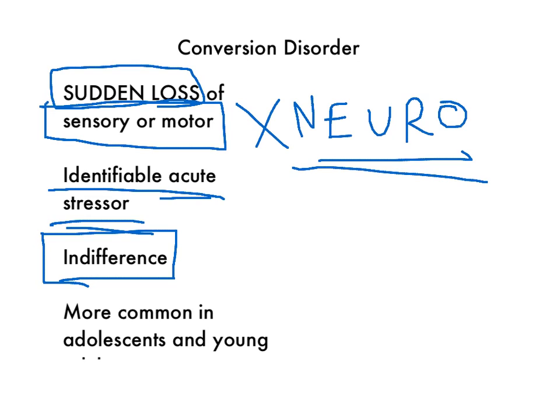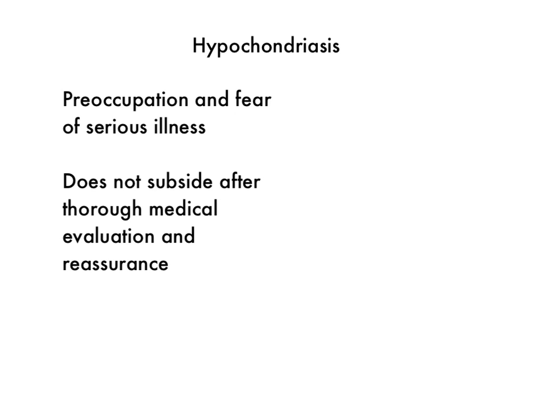It is not intentional. If the kid comes in, some of the neurosymptoms may manifest as paralysis or blindness or mutism or something like that. The next one is hypochondriasis, and this one's not too hard. I think we all know what this one is.